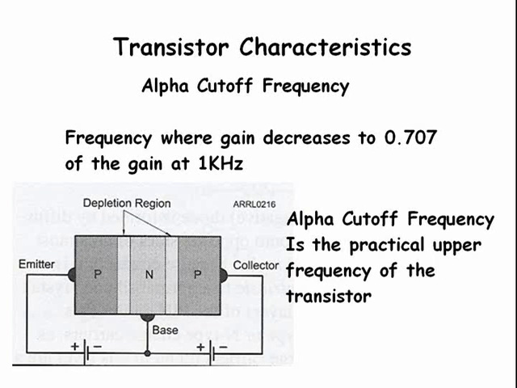The alpha cutoff frequency is the frequency at which the current gain of the transistor decreases to 0.707 times the gain at 1 kilohertz. The alpha cutoff frequency is considered to be the upper limit of a transistor as a common base amplifier.